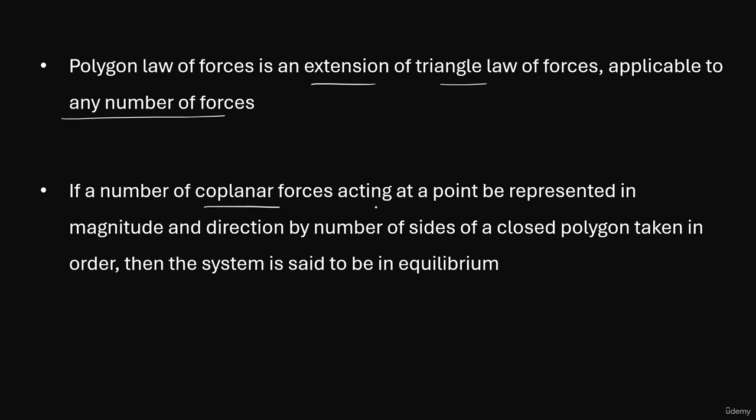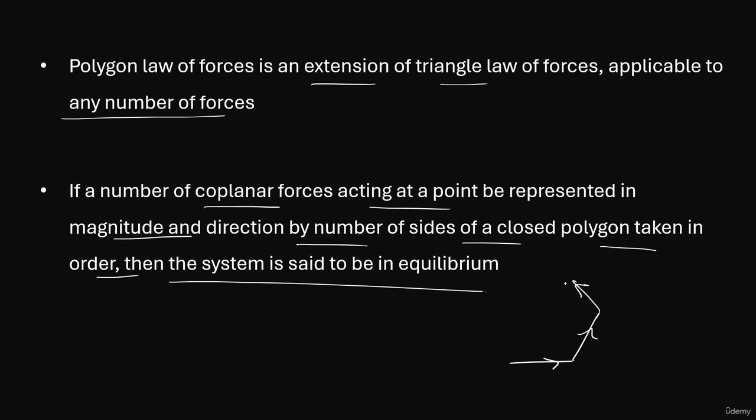If a number of coplanar forces acting at a point is represented by magnitude and direction by the number of sides of a closed polygon taken in order, the system is said to be in equilibrium. So now if we are able to form a polygon by taking a resultant in the opposite direction, let's say this is F1, F2, F3 and F4. If we are able to take the resultant like this, then this is equilibrium, and this is telling us the body is in equilibrium or rest.